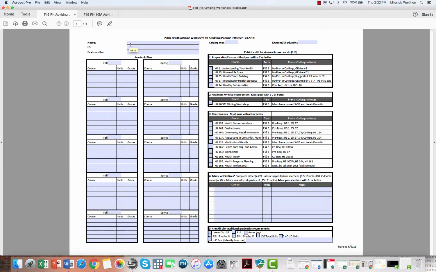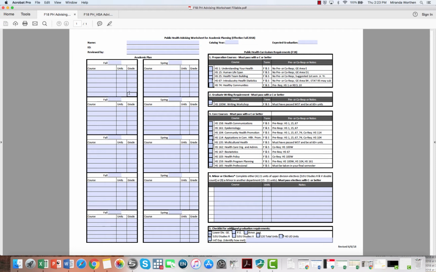You'll start with just your name and your student ID number, and then leave this blank. This will be a place where either a peer advisor or a faculty advisor can write their name to say that they reviewed it. Your catalog year is typically the year that you start at San Jose State. That is the year of the catalog that you'd be following. And here is where you'd write your expected graduation. If you don't know exactly when that is, you can just leave it blank for now.